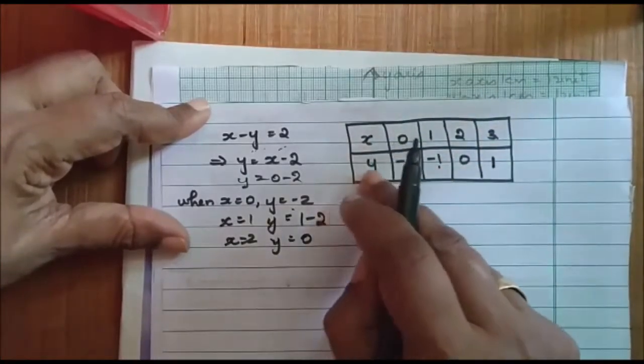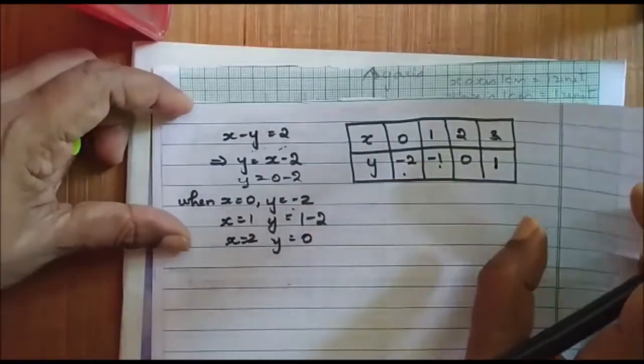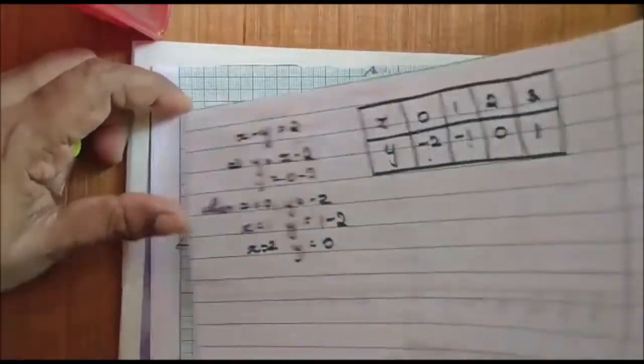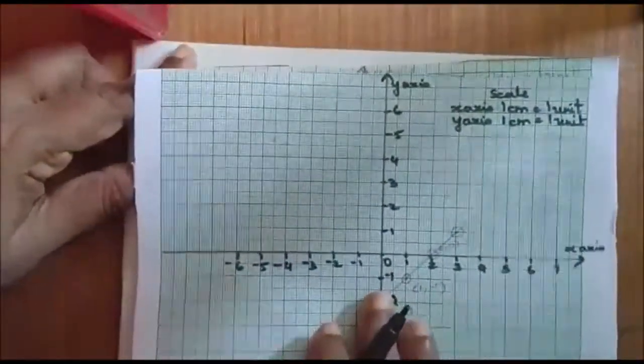Now I will plot these points on the graph, join the points and get the graph for this linear equation. I will get the graph. So what is the first point?